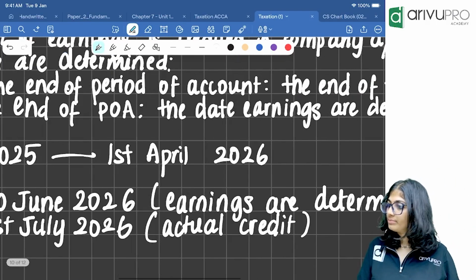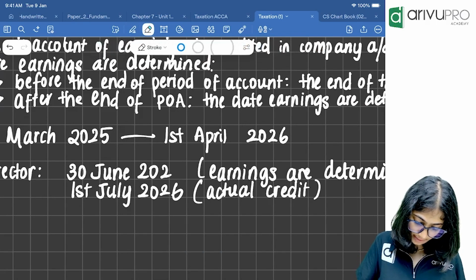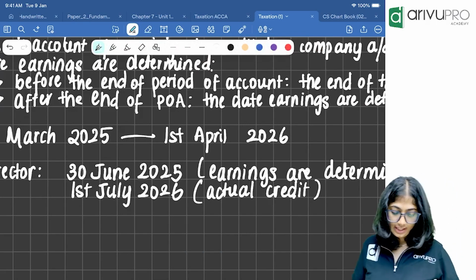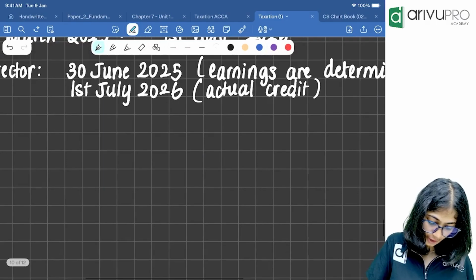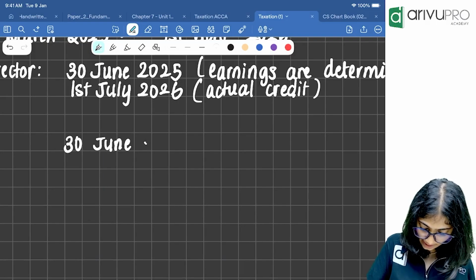Let's look at another one. Let's say your earnings have been determined, this was 2025, right? Let's say your earnings have been determined on 30th June 2026.